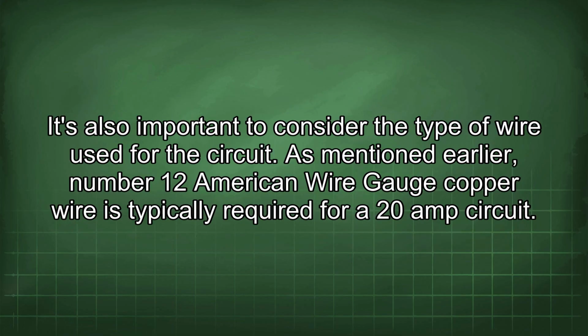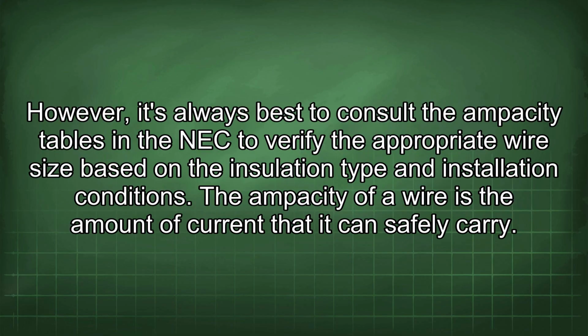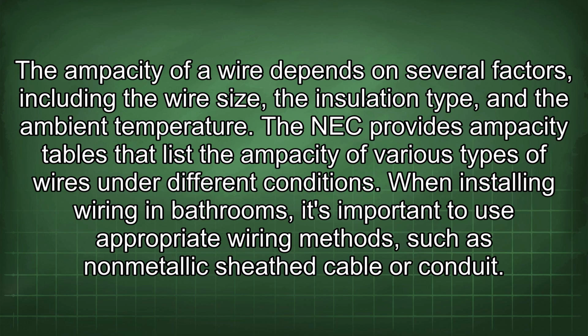It's also important to consider the type of wire used for the circuit. As mentioned earlier, number 12 American wire gauge copper wire is typically required for a 20 amp circuit. However, it's always best to consult the ampacity tables in the NEC to verify the appropriate wire size based on the insulation type and installation condition. The ampacity of a wire is the amount of current that it can safely carry. The ampacity of a wire depends on several factors, including the wire size, the insulation type, and the ambient temperature. The NEC provides ampacity tables that list the ampacity of various types of wires under different conditions.